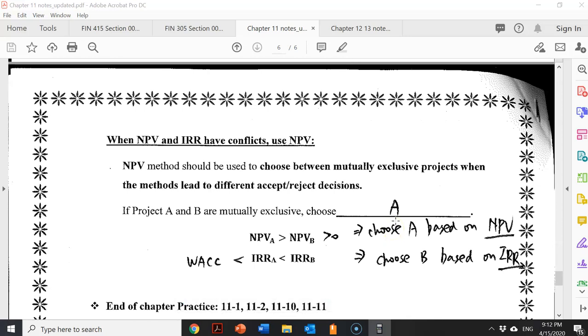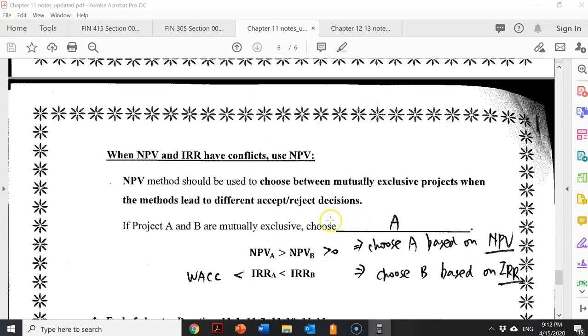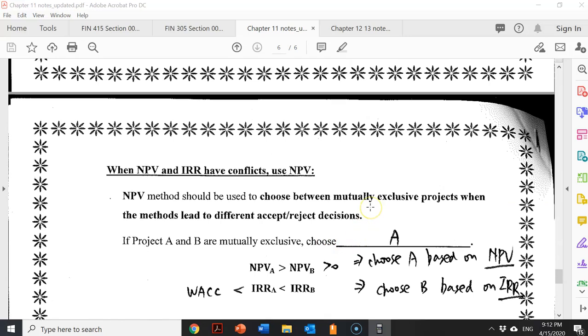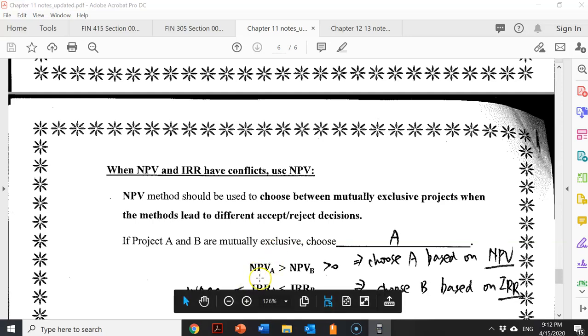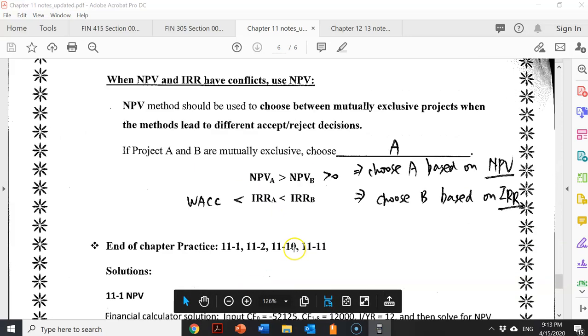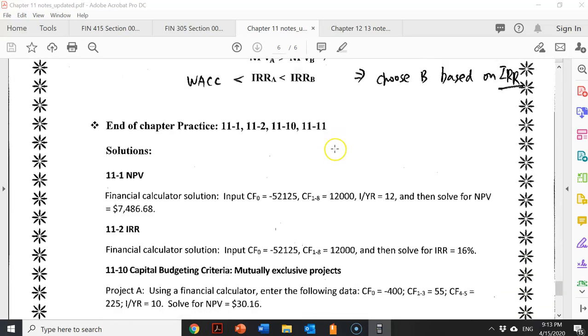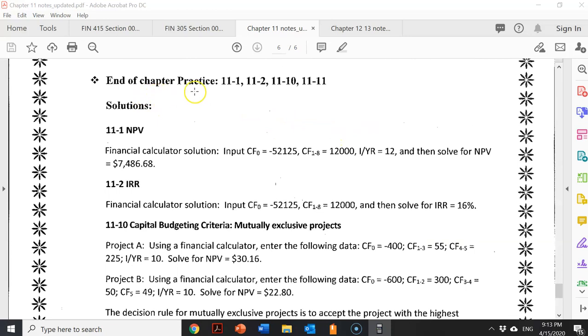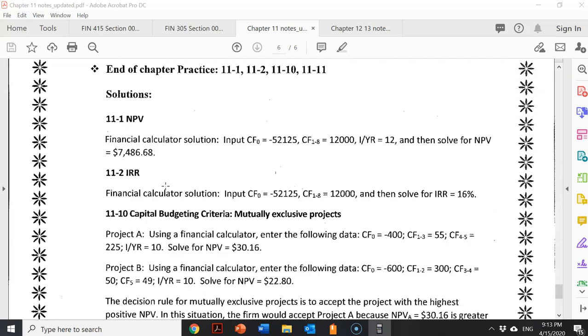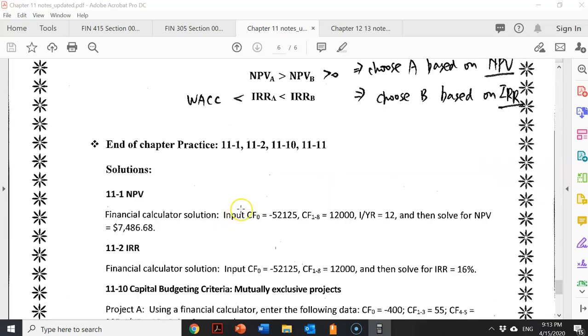Okay, so this is chapter 11. Much less information compared to the previous chapters. You would have to know how to calculate NPV and IRR using your financial calculator and how to make decisions for mutually exclusive or independent projects. And you have to know to go with NPV when the two measures have conflicts. If you need more practice, you can go to our end of chapter practice problems, 1 to 11, and I have already listed the solutions here, so make sure you solve these problems by yourself first, and then look at the solutions here.